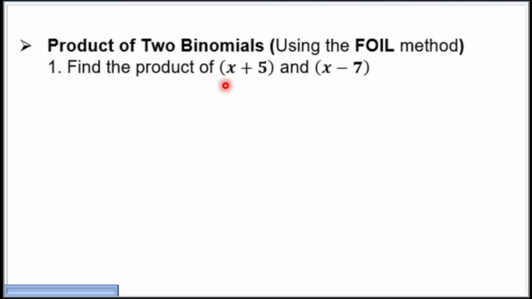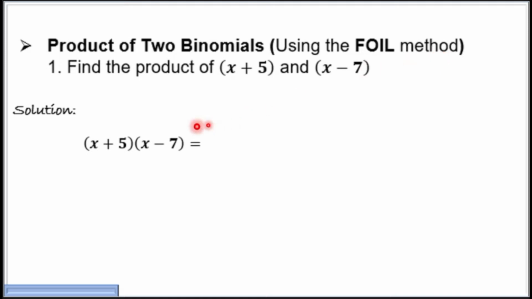Find the product of the quantity of x plus 5 and the quantity of x minus 7. Product of two binomials. When we say two binomials, they have two terms each. So we multiply them using the FOIL method.